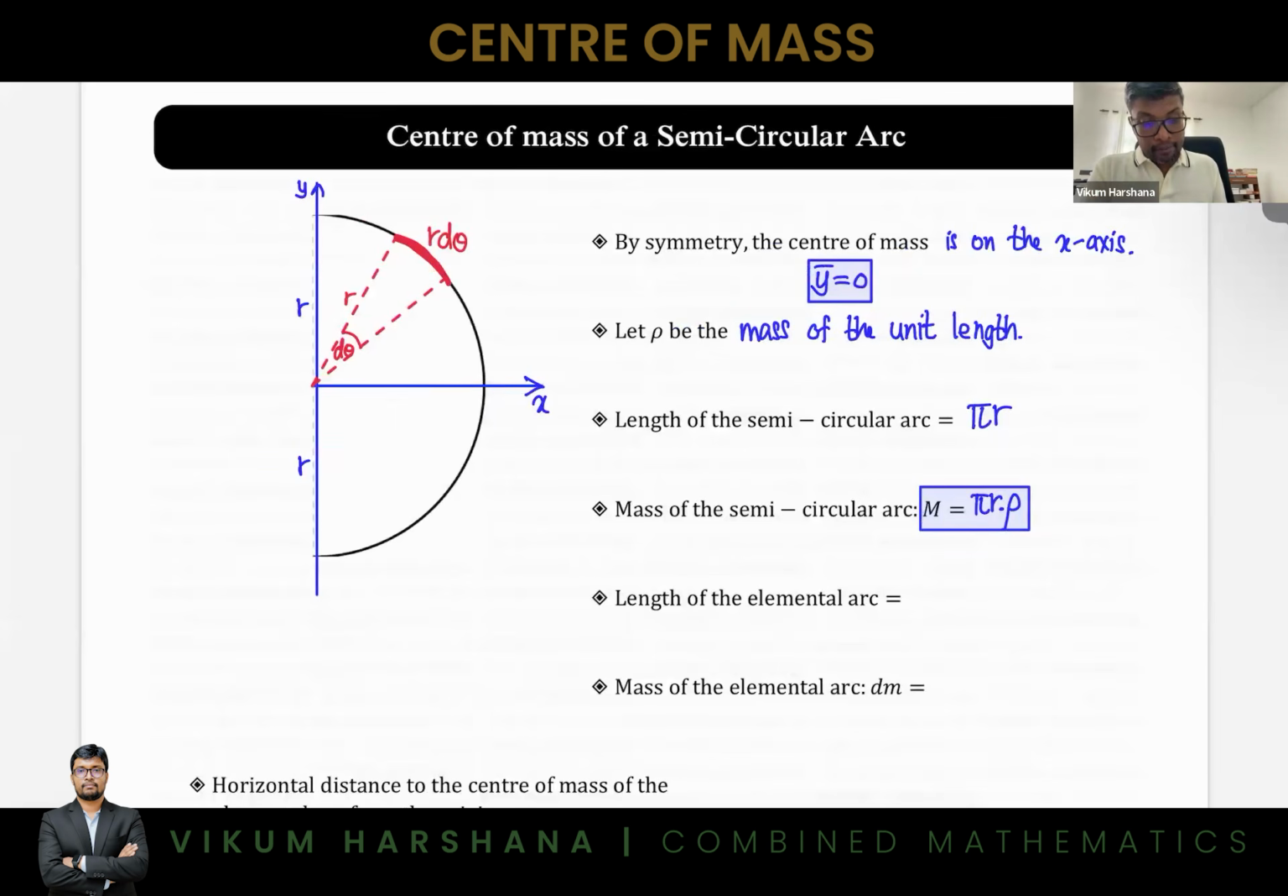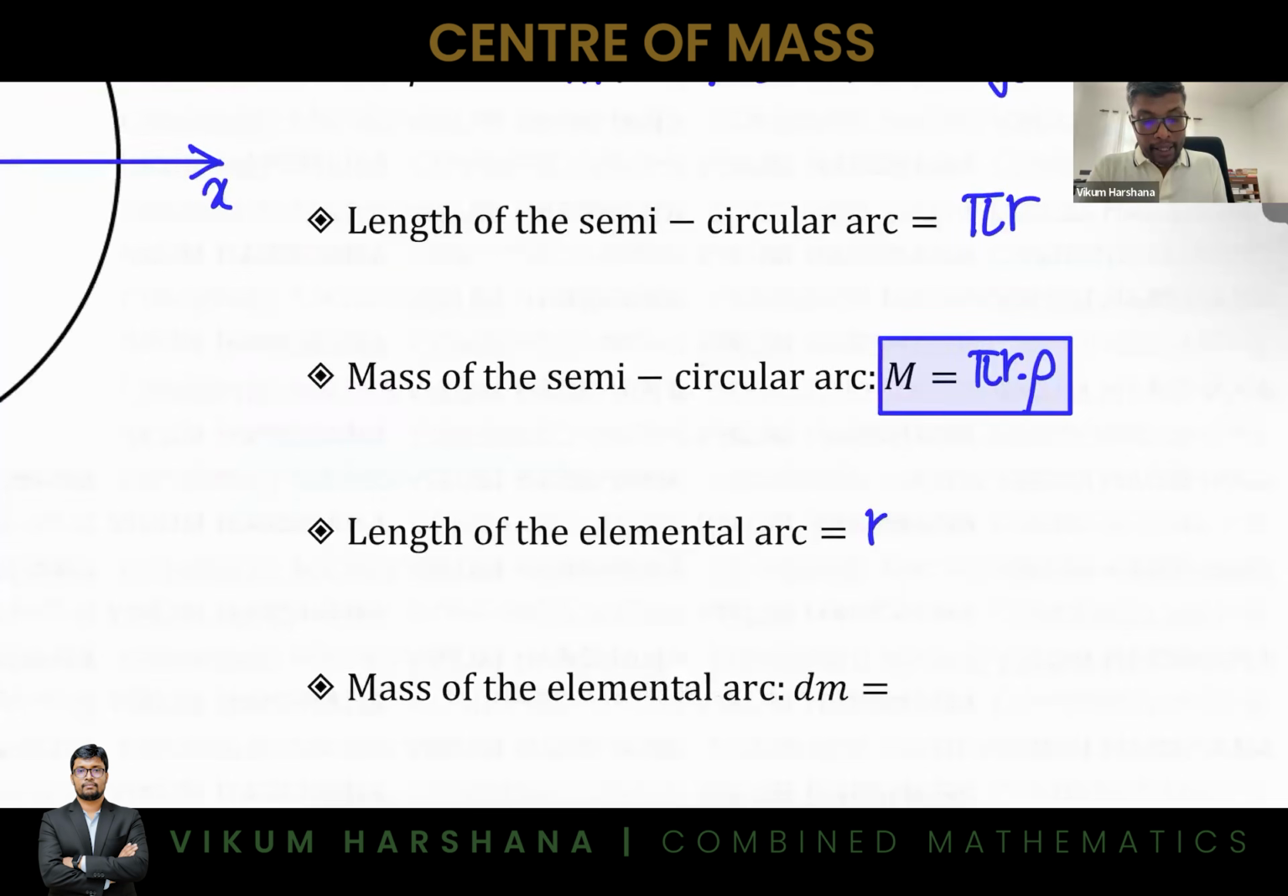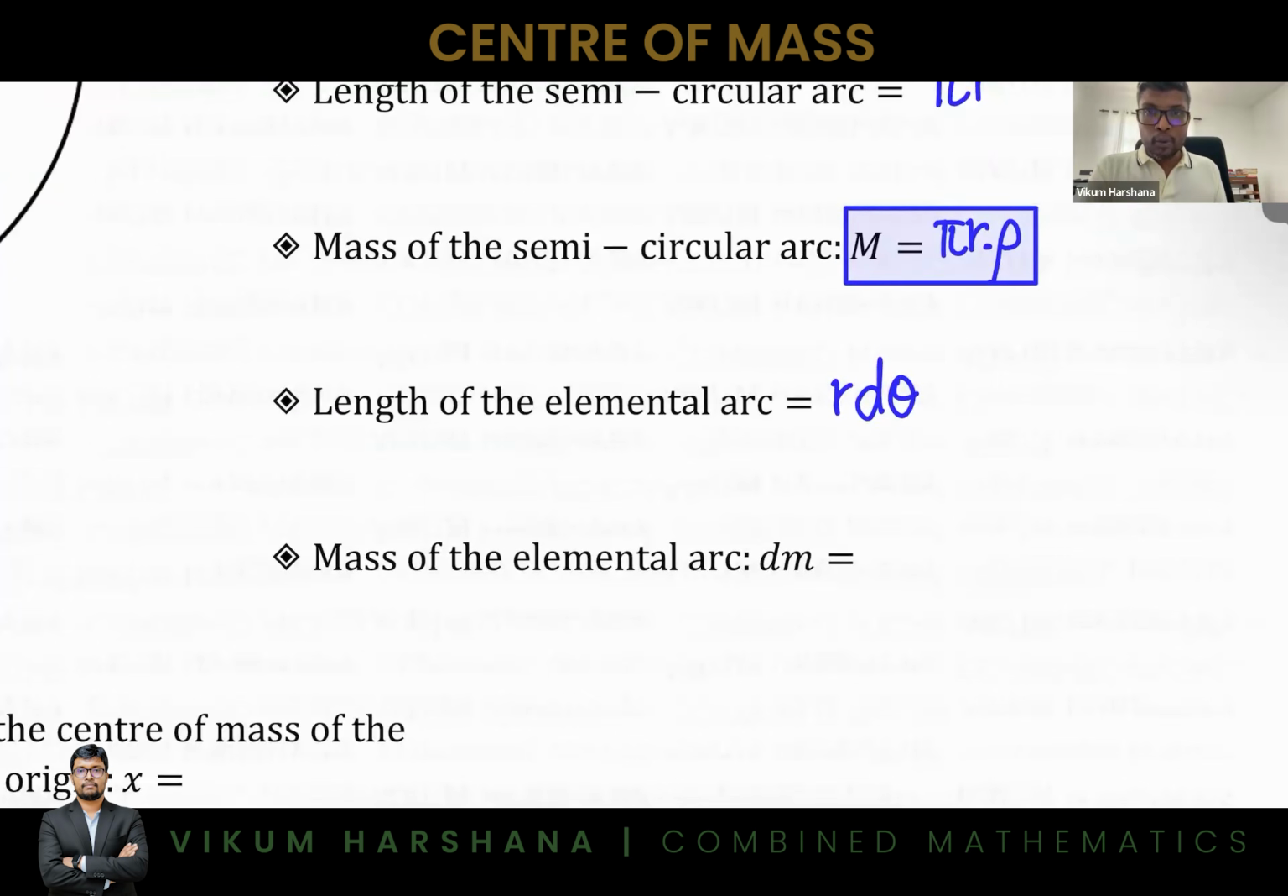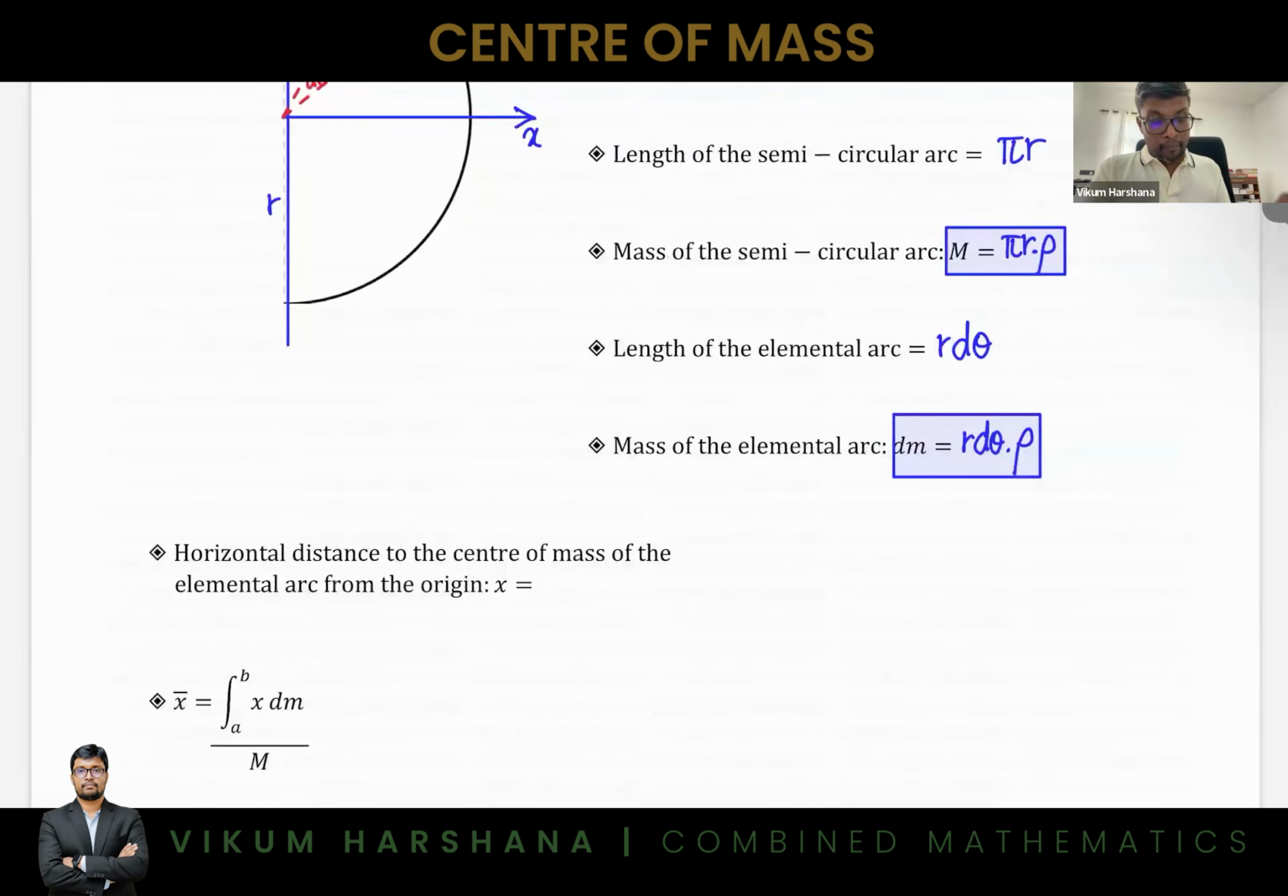Now let's write: the length of the elemental arc is r d theta. Now we are going to convert the length into mass again, so it's r d theta into rho. Look at this: we designed capital M and we designed simple dm. Now we are going to focus on the horizontal distance to the center of mass of the elemental arc from the origin.